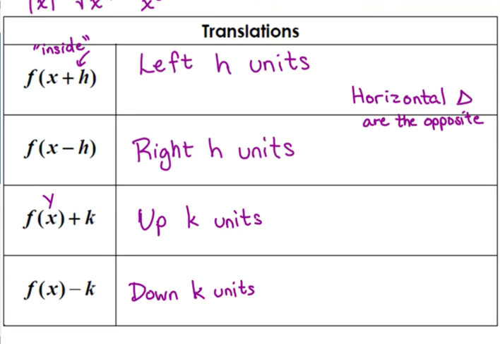The vertical changes are what we expect. Vertical changes are, I don't know, we'll put normal in quotations. We add, so we go up. We subtract, so we go down. I guess you would consider that normal in terms of math and the world, right?